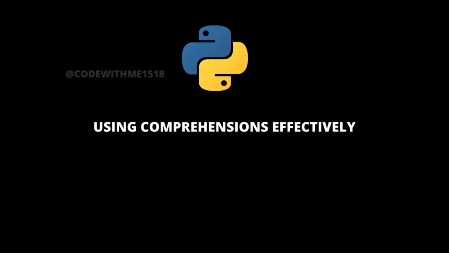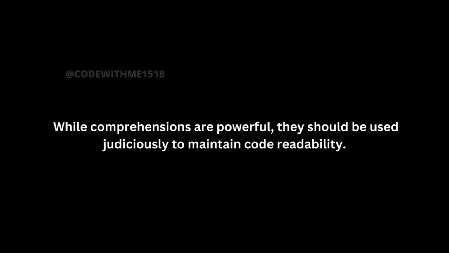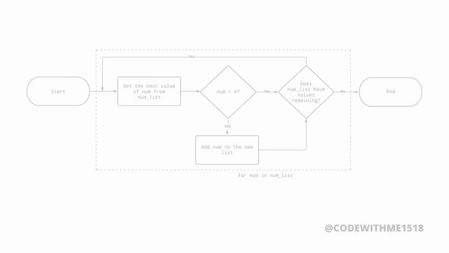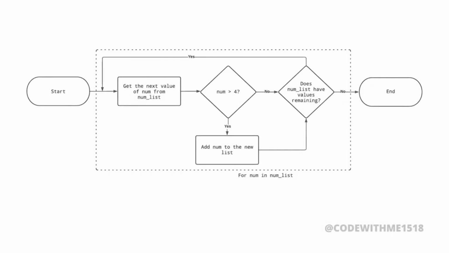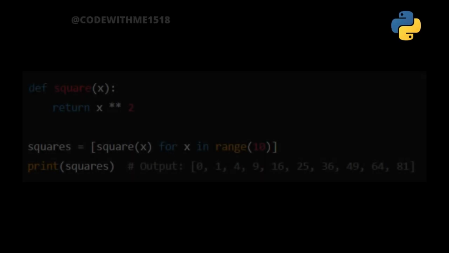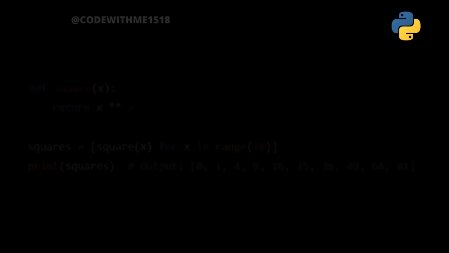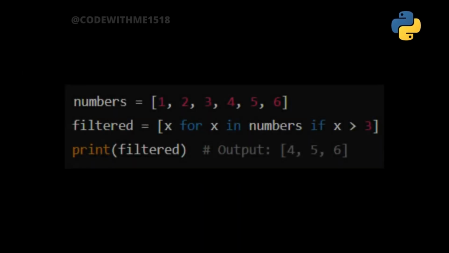Finally, let's talk about using comprehensions effectively. While comprehensions are powerful, they should be used judiciously to maintain code readability. Here are some tips for using comprehensions effectively. 1. Keep it simple, avoid overly complex comprehensions. If it's hard to read, consider using regular loops. 2. Use with functions. You can use comprehensions with functions to make your code more expressive. 3. Combine with conditionals. Use conditionals within comprehensions to filter data.